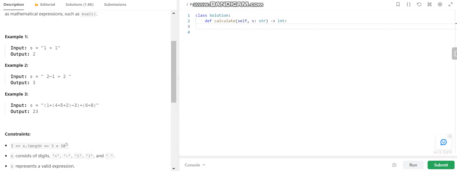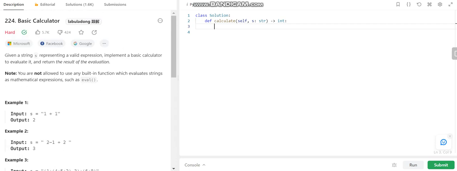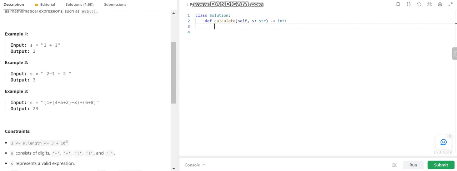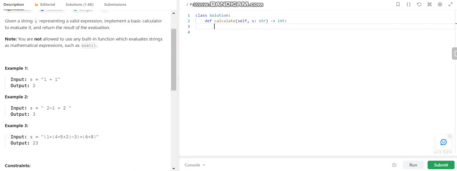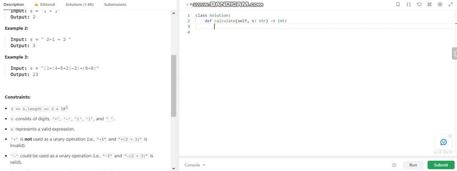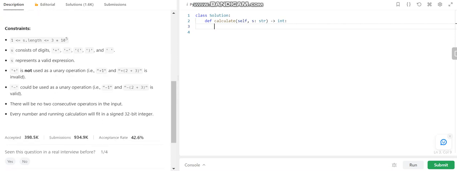Hi, let's deal with this basic calculator problem together. For this problem, let's quickly go through the description first. We are given a string S, and we will determine the result of all of the calculation in the string. And the string will contain digits and plus minus sign, as well as brackets and space.